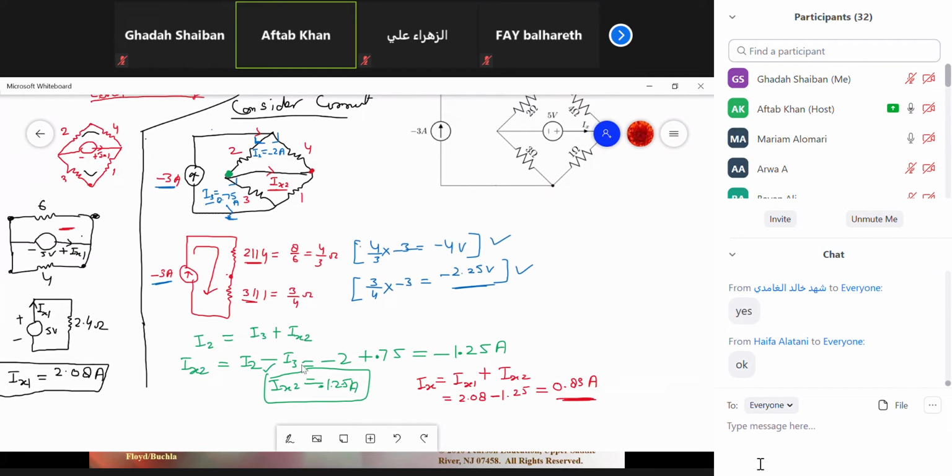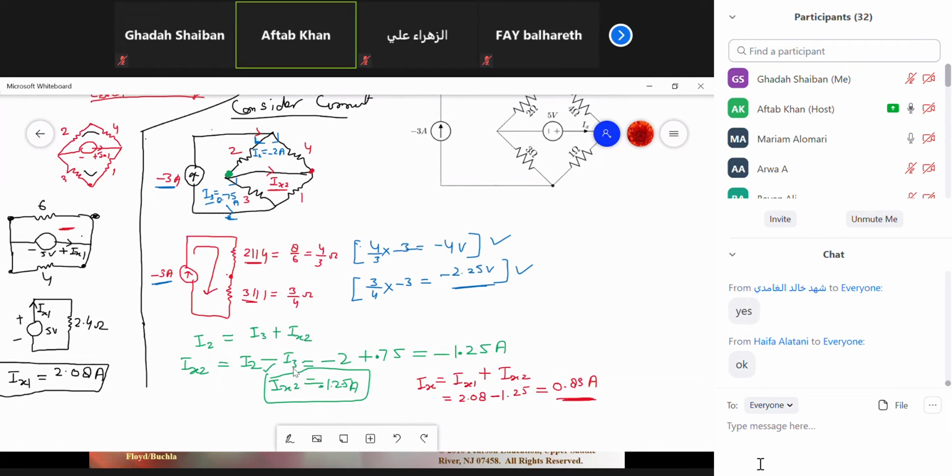Then how much is I2? I2 is -2. How is it -2? Because we know the voltage value here, which is -4. -4 divided by 2 gives you -2 current. Clear? So I just put it like that.